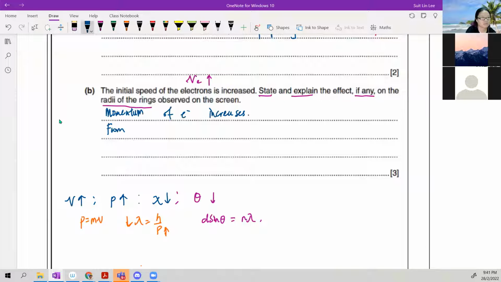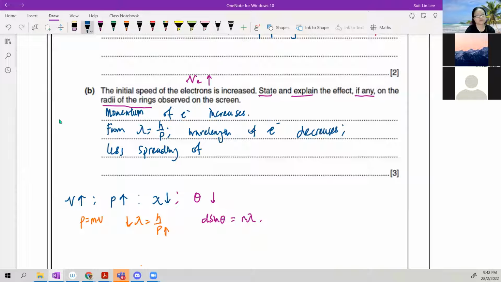Then you can say from lambda is h over p, so the wavelength of the electron decreases. If the wavelength of the electron decreases, then there is less spreading of the diffraction pattern. So the radii decrease.